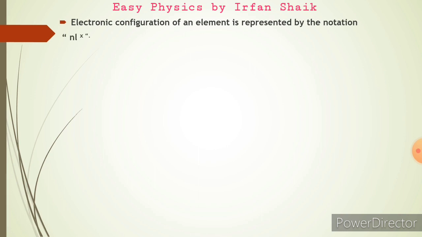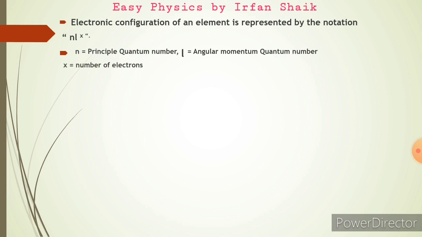Here, n means principal quantum number. We have discussed this already in the topic of quantum numbers. And l is the angular momentum quantum number, and x means the number of electrons in that orbital. Now let us try to understand this with some examples.